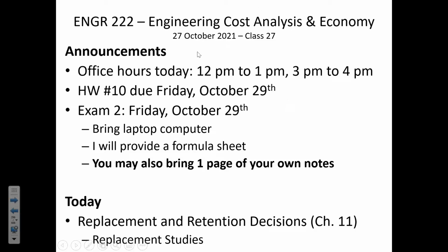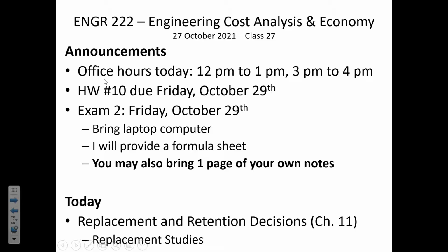Now, Friday, you've got a homework assignment that's due and the second midterm exam. We've already talked a little bit about that midterm exam, that you need to bring a laptop because there will be at least one problem where you're using Excel. And I previously mentioned that I'll provide a formula sheet.